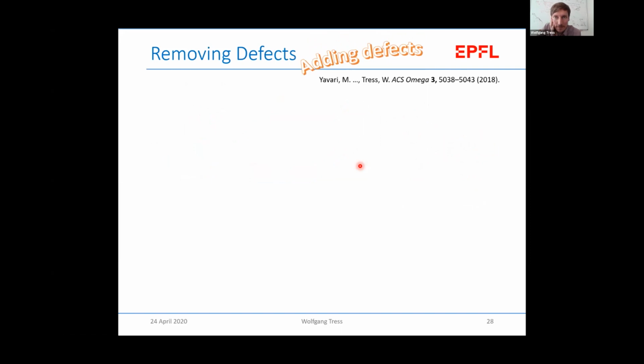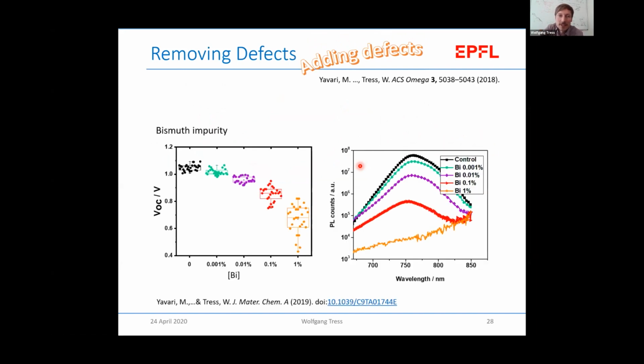So then we said, instead of always trying to remove these defects or get efficiency higher, we wanted to see, well, when we add bulk defects to the material, can we really see a strong effect? And when we do this in a controlled way, what can we learn from this? And this is shown here.